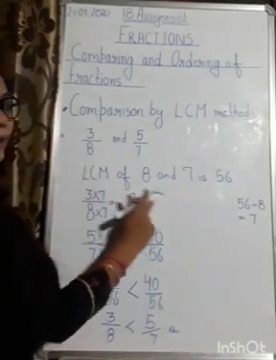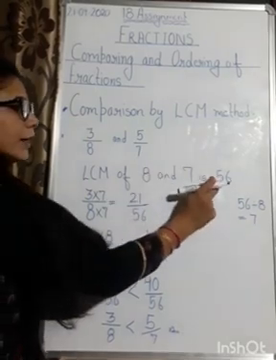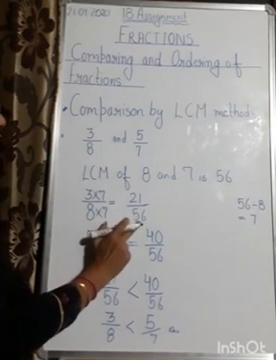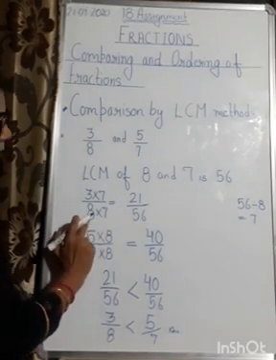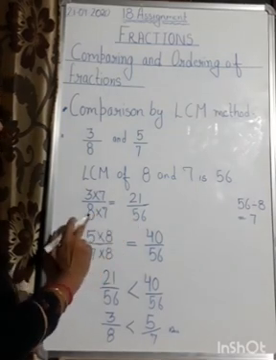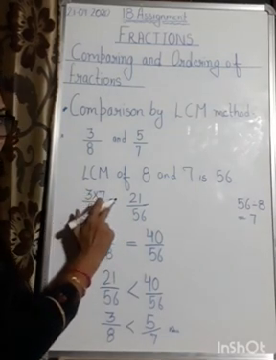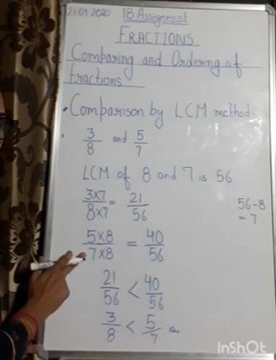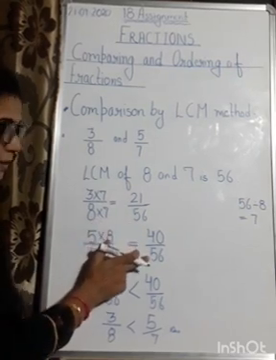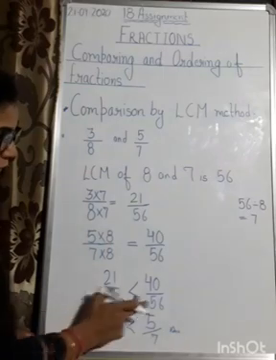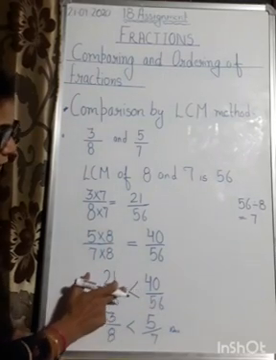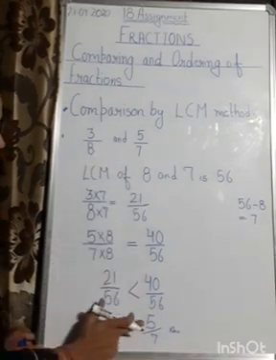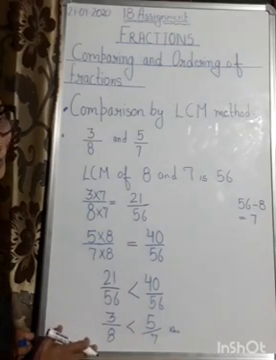Clear? First you have to find the LCM of the denominators, which is 56. Now convert 3 by 8 to an equivalent fraction with denominator 56. I multiplied 8 with 7 to get 56. If I multiply the denominator with 7, I have to multiply the numerator with 7 only, and I get the fraction 21 by 56. Same we have done for the other one, and I got 40 by 56. Now they are becoming like fractions, 56, 56. So which one is greater? That is 40 by 56. And what is 40 by 56 actually? It is 5 by 7. So your fraction 5 by 7 is greater than 3 by 8.